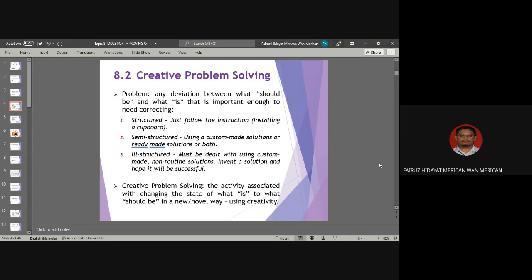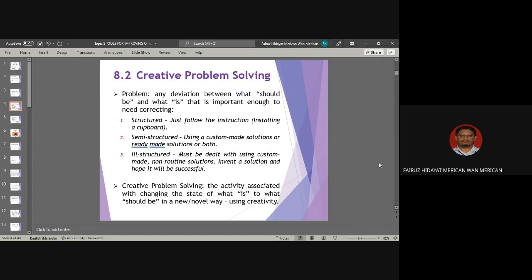So creative problem solving refers to the activity associated with changing the state of what is to what should be in a new or novel way by using your creativity. So you try to resolve that deviation between the actual situation, the problem, and what should be, meaning your actual target, by using very unique and new ways. And these unique ways of trying to solve the problem are based on creativity.